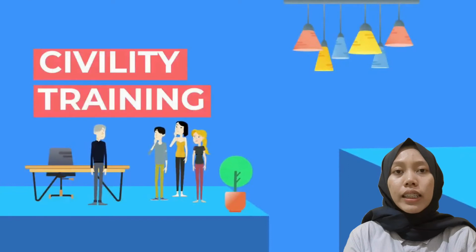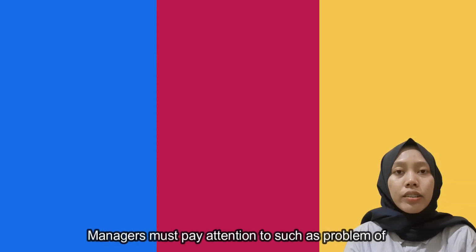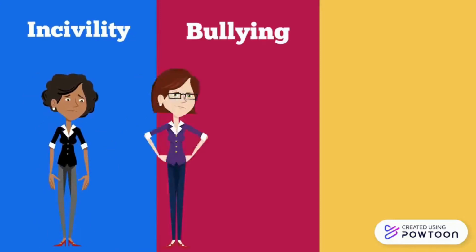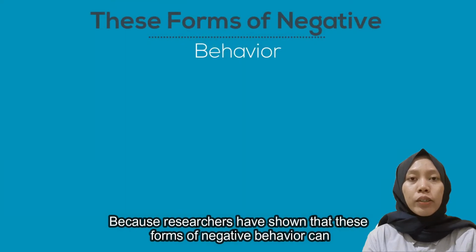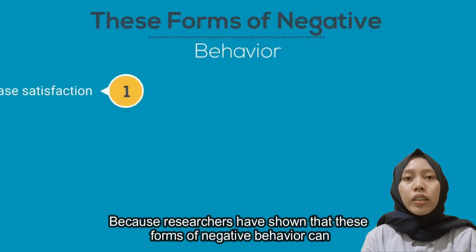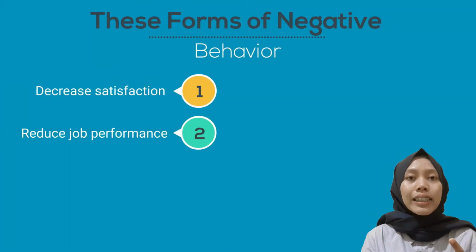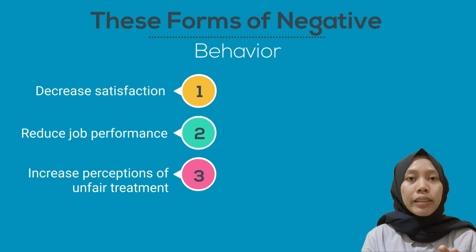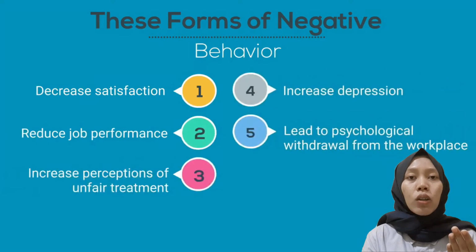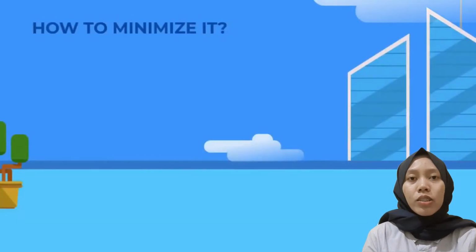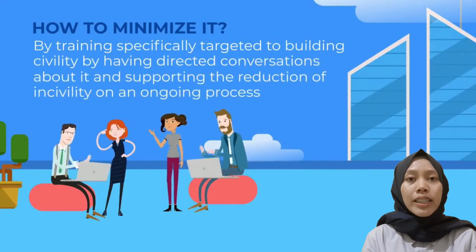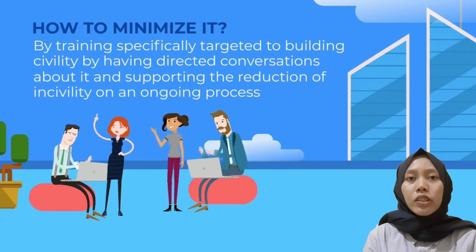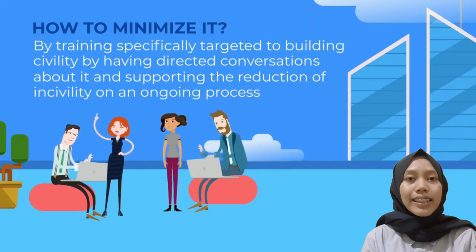And the fifth is civility training. Managers must pay attention to such problems as incivility, bullying, and abusive supervision in organizations, because researchers have shown that these forms of negative behavior can decrease satisfaction, reduce job performance, increase perceptions of unfair treatment, increase depression, and lead to psychological withdrawal from the workplace. So, how to minimize it? The answer is by training specifically targeted to building civility, by having directed conversations about it and supporting the reduction of incivility as an ongoing process.